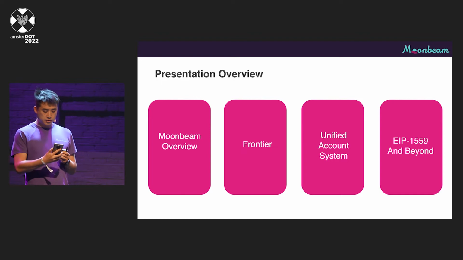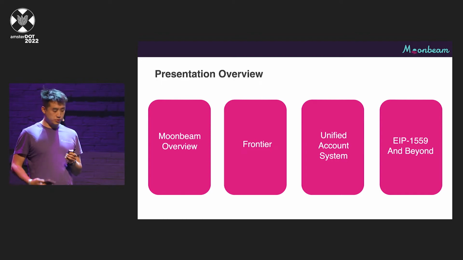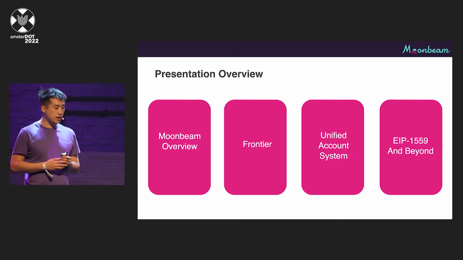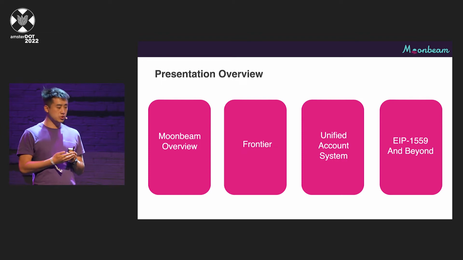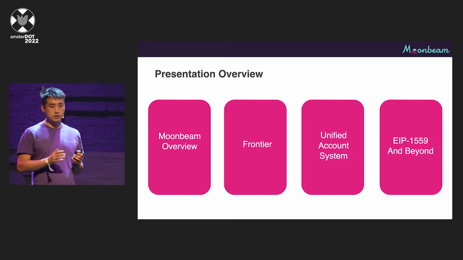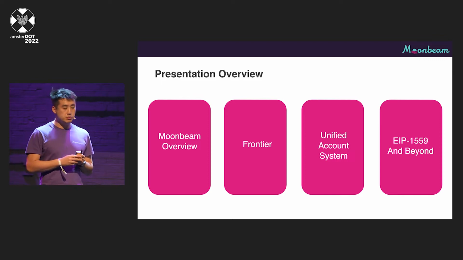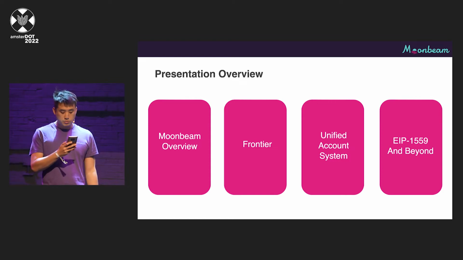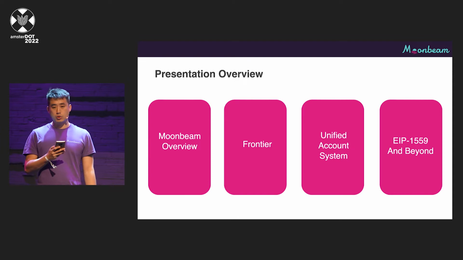So first, let me give you a quick overview of the structure of this talk. First, I will give you a quick overview of what Moonbeam is. And then after that, the main content of this talk is going to be broken into 3 parts. The first part is going to be about Frontier. The second part is going to be about our unified account system. And in the third part, we're going to talk about our support for EIP 1559.